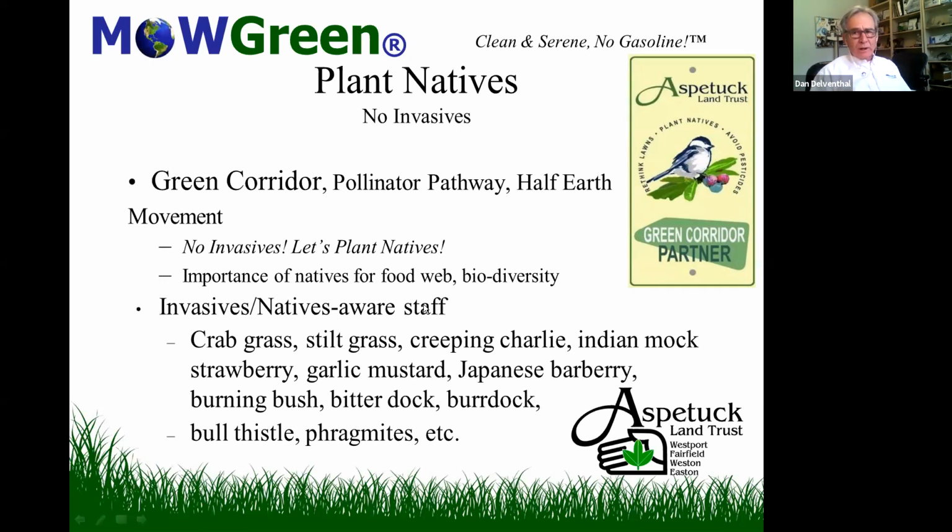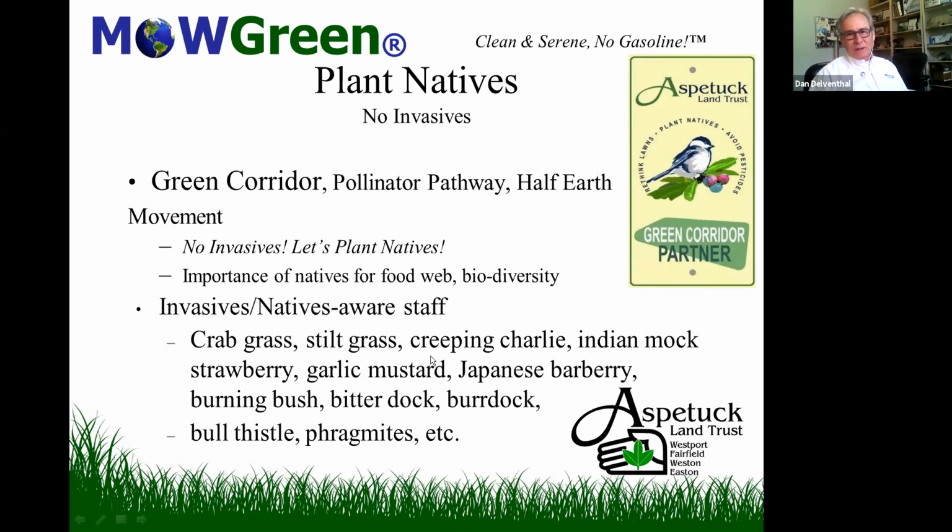So our staff is aware of invasives. We aspire to help people reduce them. Keep our eyes out for crabgrass, I guess, like everybody else who's trying to keep a nice lawn area. But all around the property, we're on the lookout for stilt grass, Japanese stilt grass, creeping Charlie, Indian mock strawberry, garlic mustard. I've seen woods filled with garlic mustard.